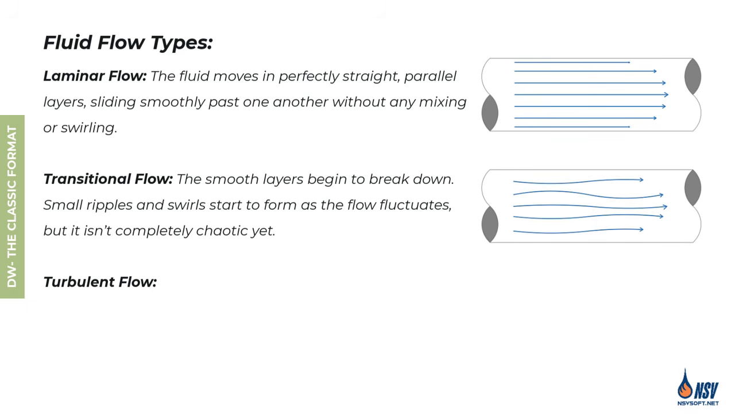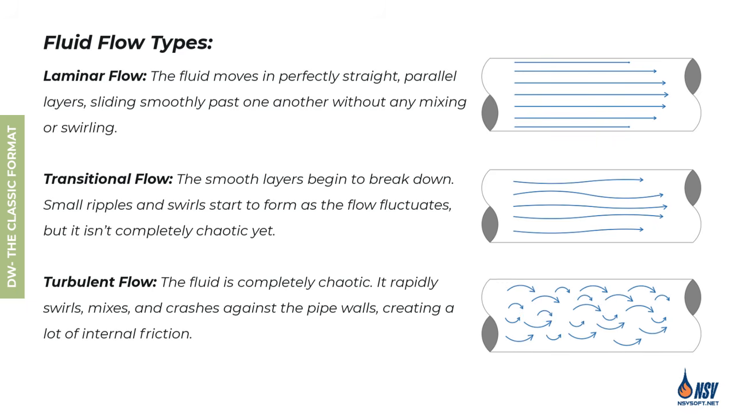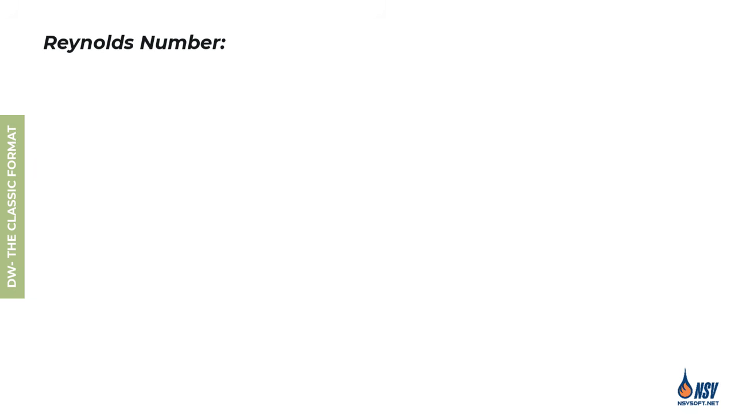In transitional flow, the straight layers start to break down and little ripples or swirls begin to form, but it isn't completely rough yet. Finally, in turbulent flow, the fluid is swirling, mixing, crashing into the pipe walls, and completely chaotic. The smooth layers are completely destroyed. As the flow changes from laminar to turbulent, the head loss increases significantly. To determine the flow regime, we use a parameter called the Reynolds number.